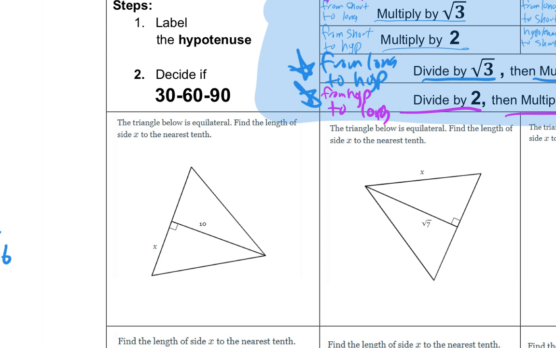It says this triangle below is an equilateral. Oh, equilateral. What does that tell us? That tells us this one is 60. That's 60. And then if this is 90, and that's 60, each of those has to be 30. Has to be 30, has to be 30.